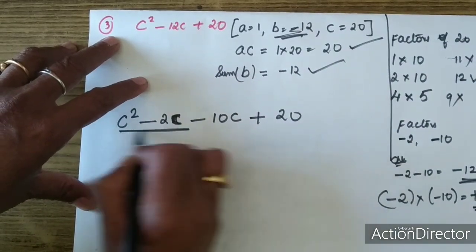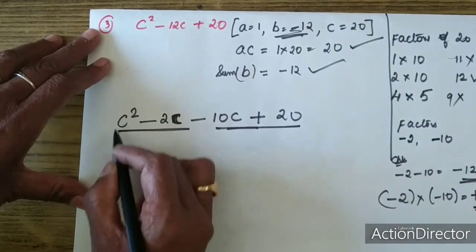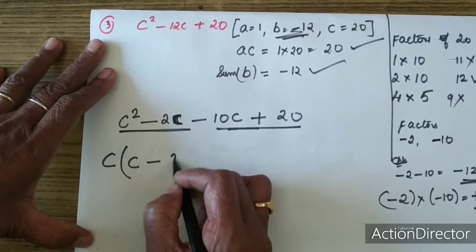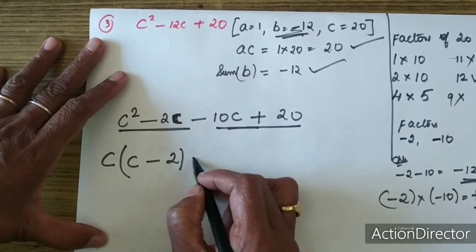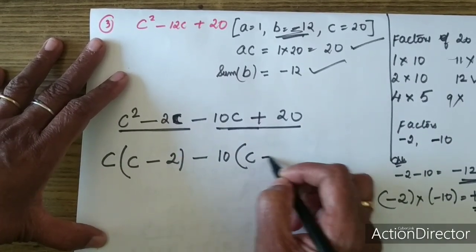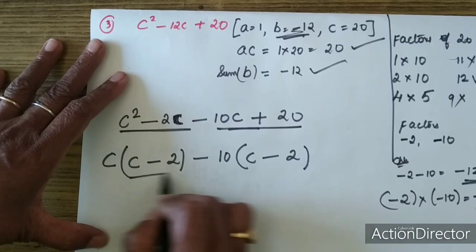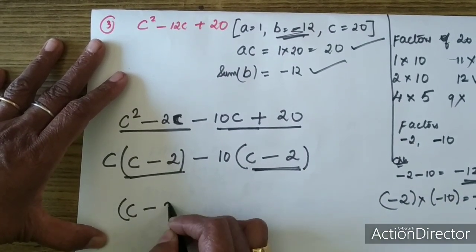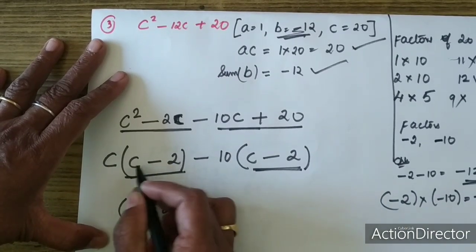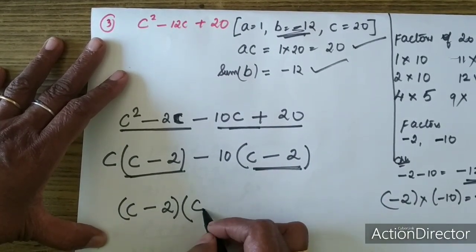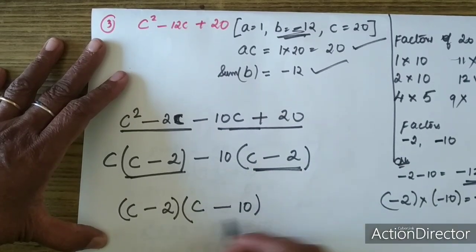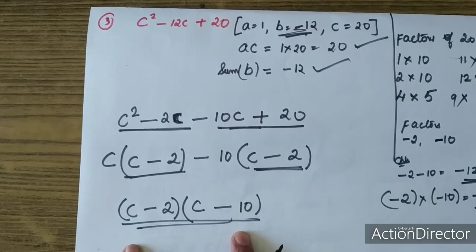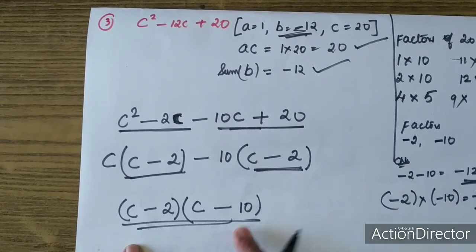Now you combine the first two terms and the last two terms. In the first two terms, c is the HCF. So c minus 2. In the last two terms, you see minus 10 is the HCF. So again c minus 2. Now again c minus 2 is a common factor. So c minus 2. In the second bracket, each term divided by c minus 2 will give me c, and here minus 10. So this trinomial is factorized as c minus 2 into c minus 10.